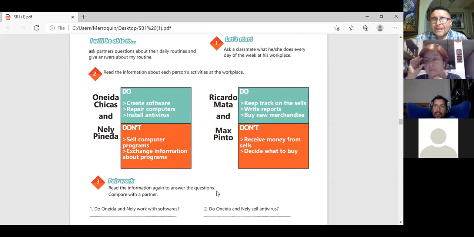Okay, donde dice Ricardo Mata, ahí dice, keep track on the sales. Eso está mal escrito. How do you say venta in English? Sales. How do you spell sales? S-A-L-E-S. Sales, sales. Porque ahí le han puesto el verbo vender, pero lo que querían decir era ventas.